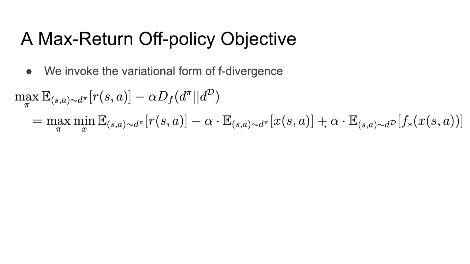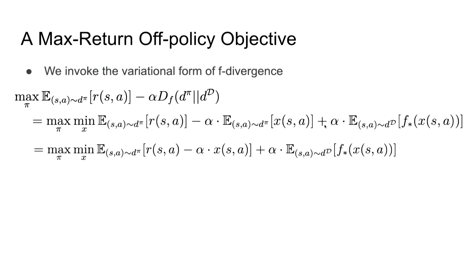So we can combine the 2 on-policy distributions, right? And now we just have 2 expectations again, where the first expectation is on-policy, and it's measuring rewards minus alpha times x. And then the other expectation is off-policy. It's measuring the average value of the conjugate of f applied to x.